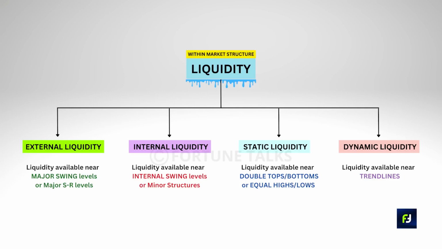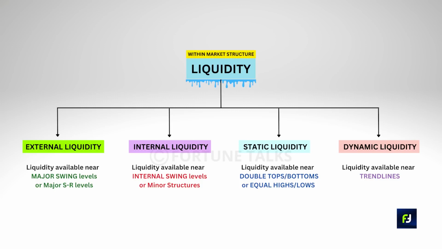Now, when it comes to static liquidity, this liquidity is identified at or near double bottoms or double tops, or simply near equal highs or equal lows. And finally, dynamic liquidity is the liquidity which is associated with a trend line. So, this liquidity is created at both sides of a trend, that is, above and below a trend line.